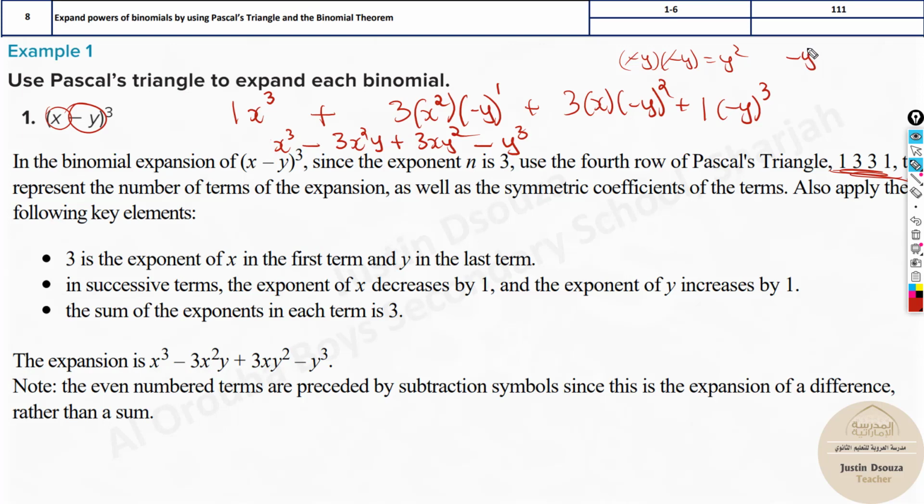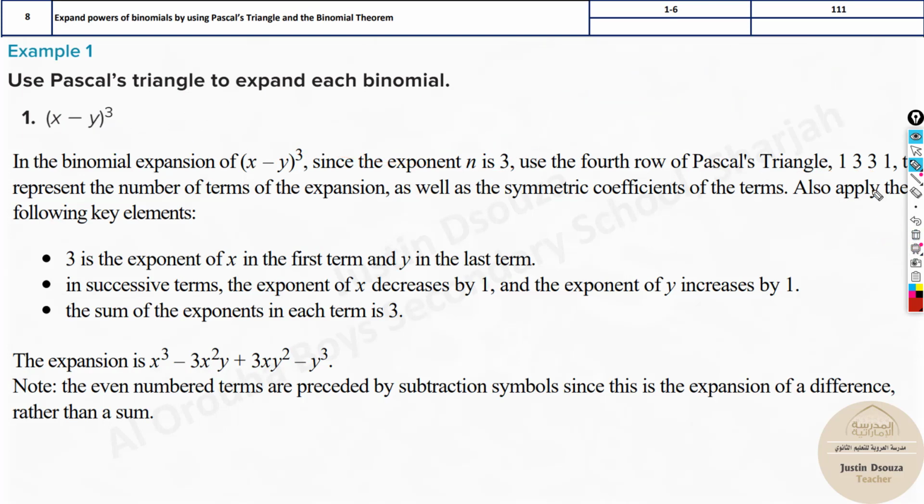Why? Because minus y the whole cube is minus y multiplied by minus y multiplied by minus y. When you multiply two minuses, you get plus y squared. Now when you multiply this by minus y, it'll be minus y cube. So whenever it's an odd power like 3, 5, 7, 9 or power 1, the minus will always remain. Only when it is an even power like 2, 4, 6, the negative sign cancels and it will always be positive. This is how the explanation goes when writing with Pascal's triangle if there is a negative.